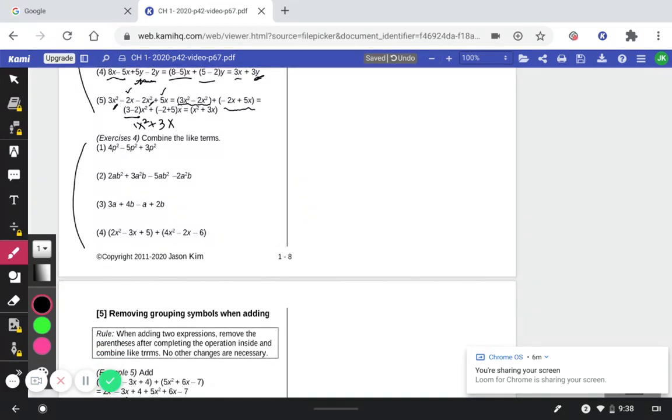Now, exercise 4, combine the like terms. So pause the video and do these 4 questions and check your answer with the answer key at the bottom of this section. Pause the video, please.